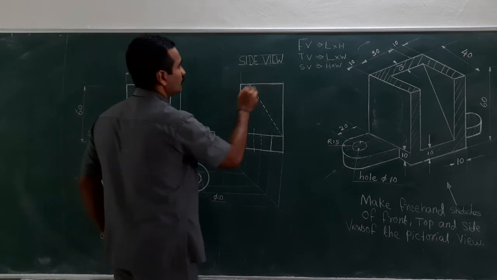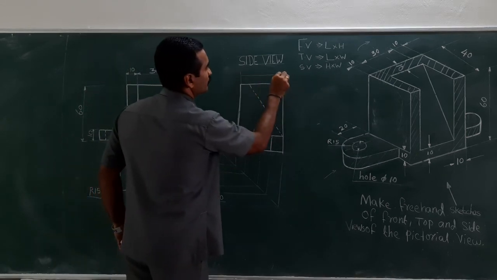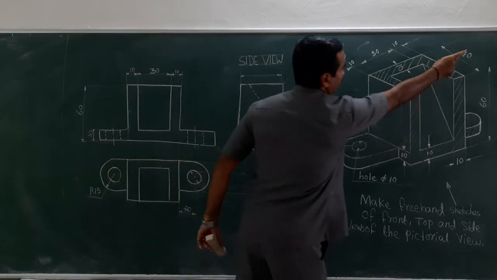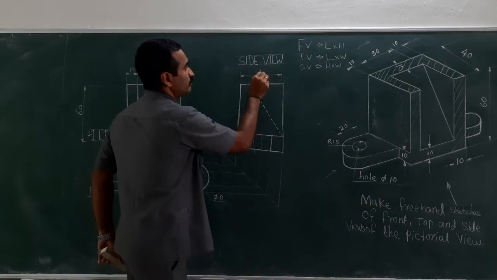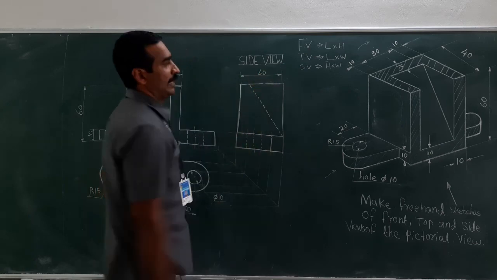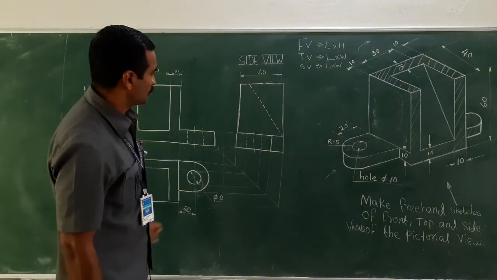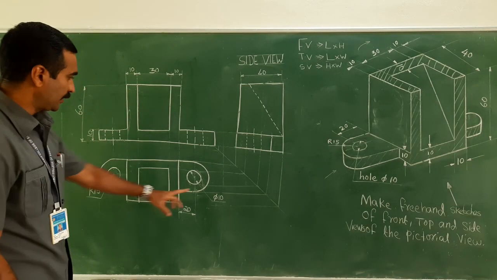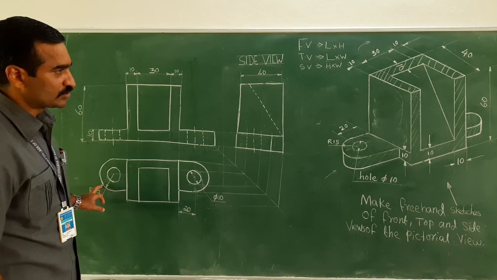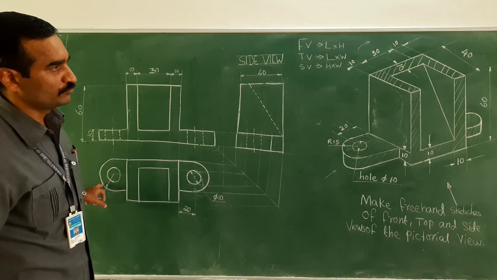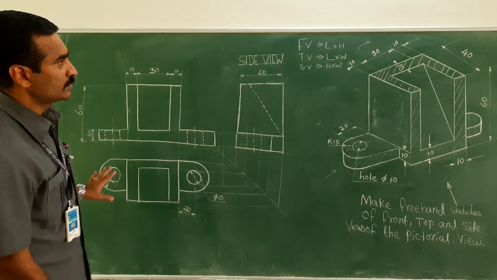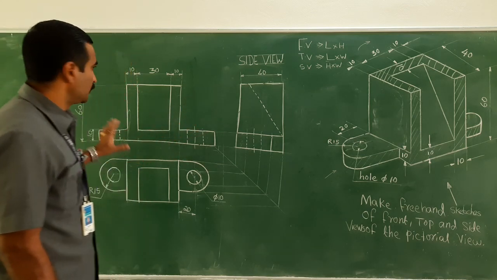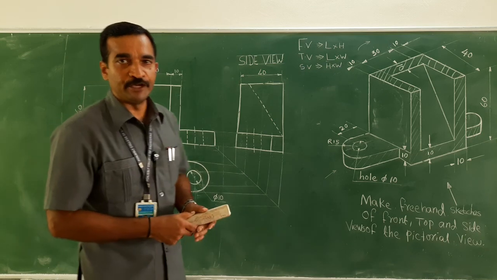From here, this is the width of the object. The width of the object is 40 mm. So I must show it in the side view. Is anything missed out here? This particular portion 10 mm is given, dia has been captured, the semicircle dimension has been captured, fine. So with this I have completed all the dimensioning of the given pictorial view, right.